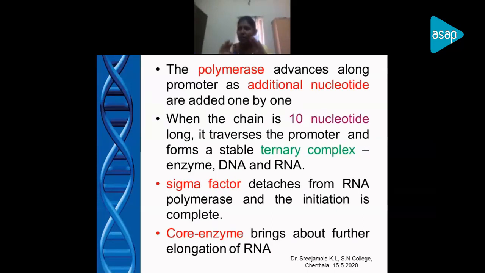When the RNA chain comes to about 10 nucleotides in length, it leaves the promoter to form a stable ternary complex, which consists of the DNA, the enzyme, and the RNA. At this point, when it attains a length of 10 nucleotides, the function of the sigma factor is done. The sigma factor detaches from the initiation complex, and the rest of the transcription, that is elongation, is carried out by the core enzyme.